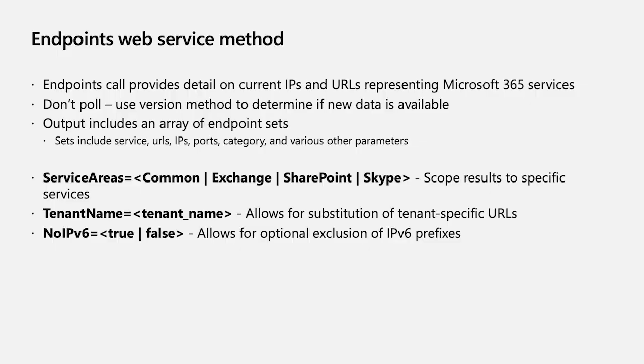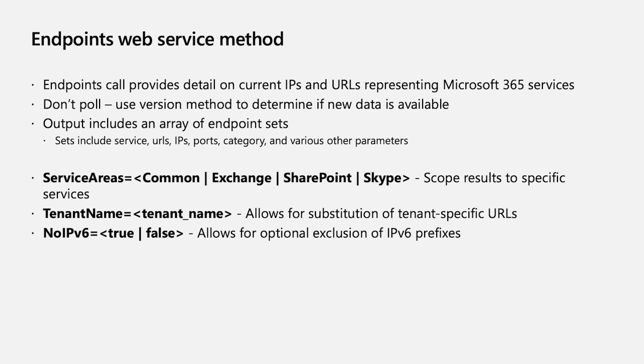The next method to talk about is the endpoints web service method, and that's really where you get the bulk of the information that's available. As output from this web service, we provide what we call endpoint sets. And so sets are going to include unique sets of services, URLs, IPs, ports, categories, and various other parameters. If you go through the IP and URL webpage, the human readable one, that table is basically built from these endpoint sets. And you'll see the same output provided by the endpoints web service method.